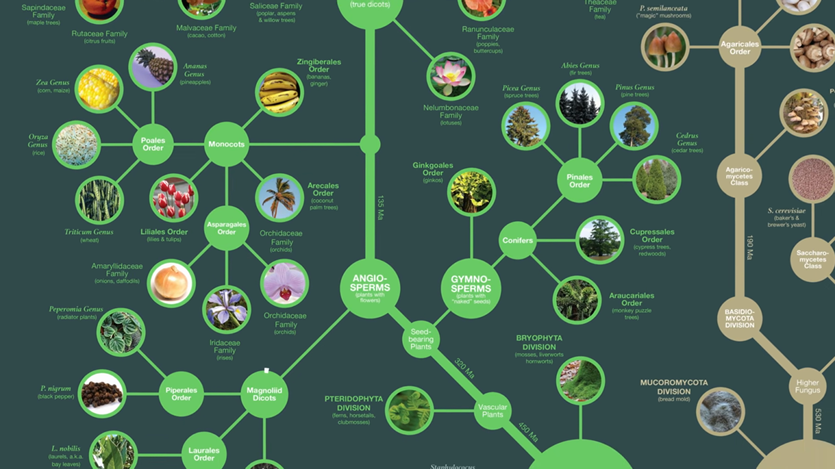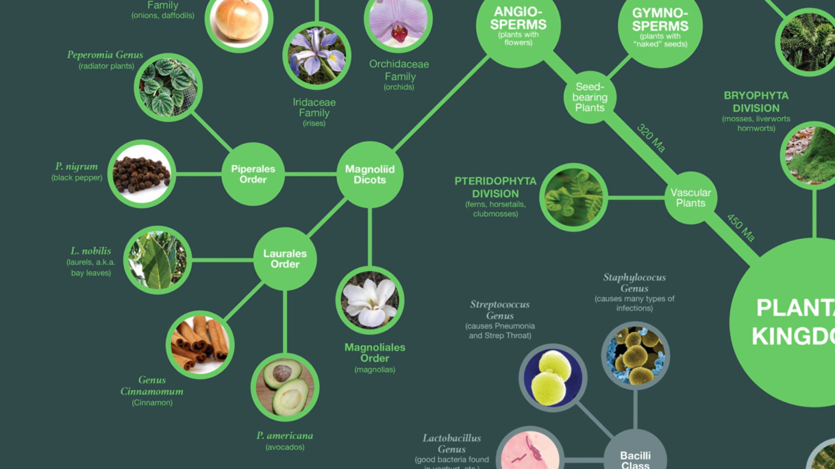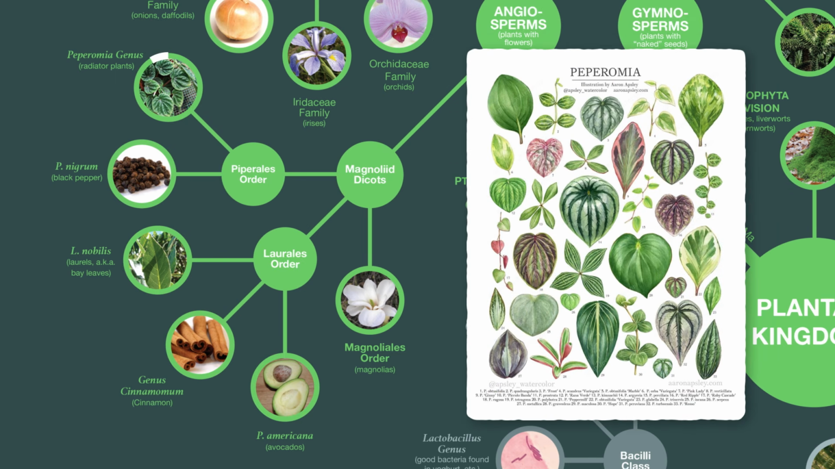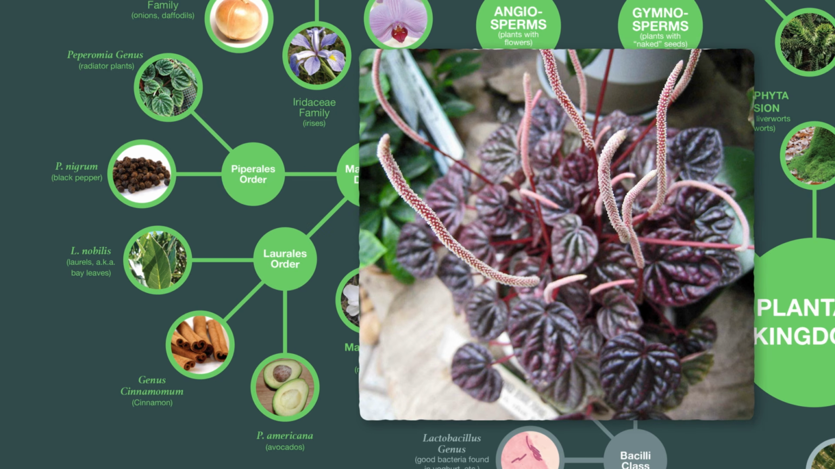But there's also magnoliid dicots, which are some of the oldest angiosperms still around. As the name suggests, this group includes magnolias, but it also has avocado, cinnamon, laurels, black pepper, and radiator plants, which are one of the more popular types of houseplants, coming in lots of different varieties. If you have a peperomia plant at home, you'll notice that its flowers look more like long, thin cones than normal flowers. That's a reminder that it belongs to the oldest category of flowering plants, going all the way back to when flowers were still evolving from cones.